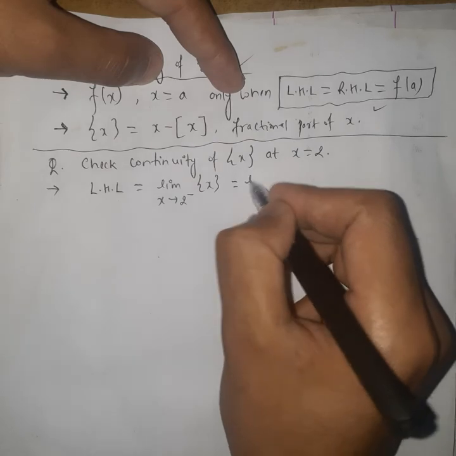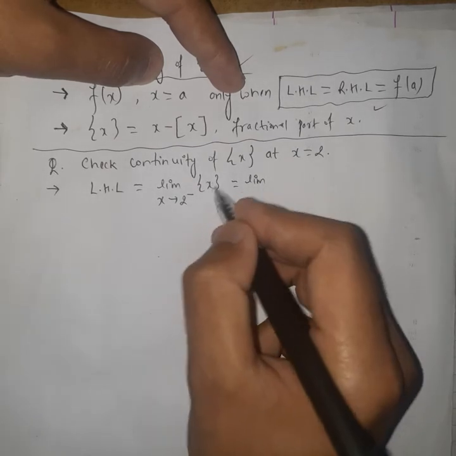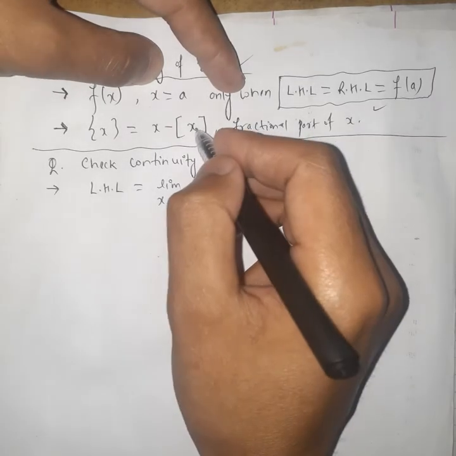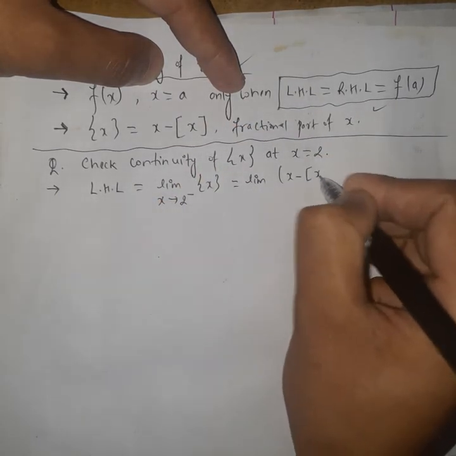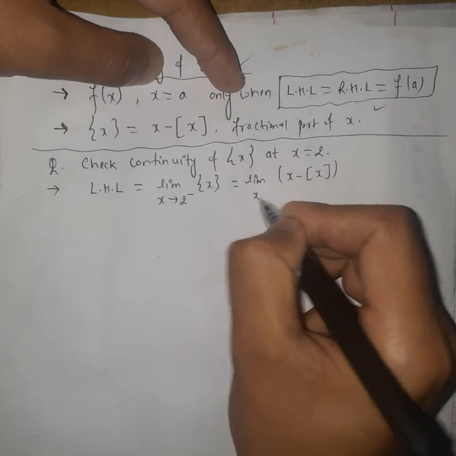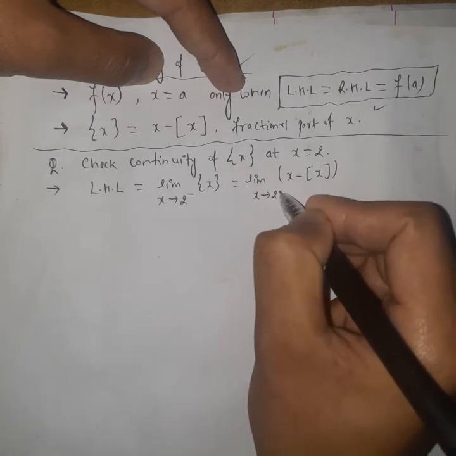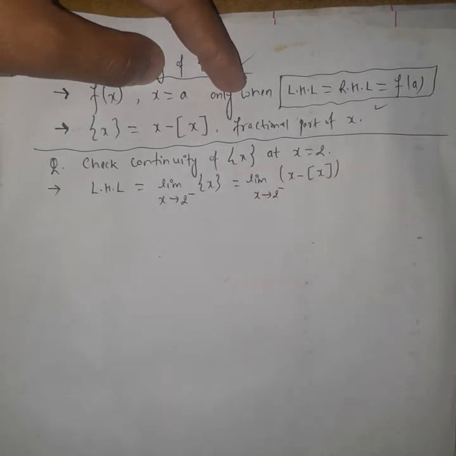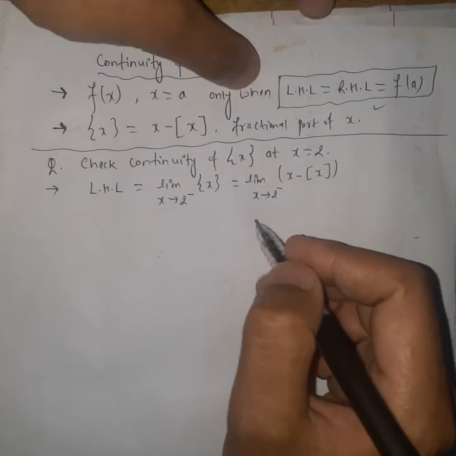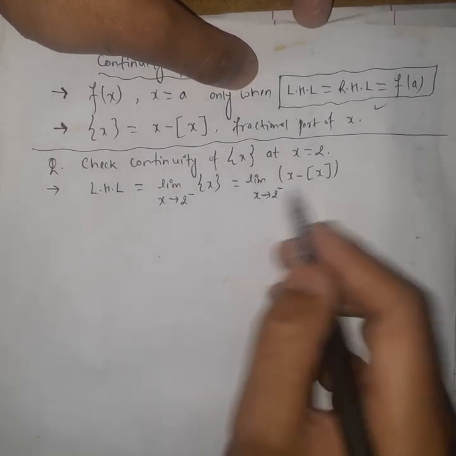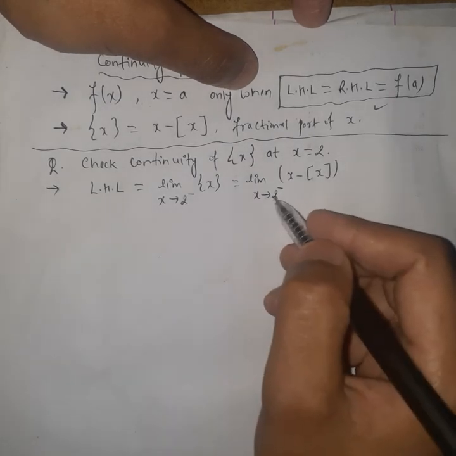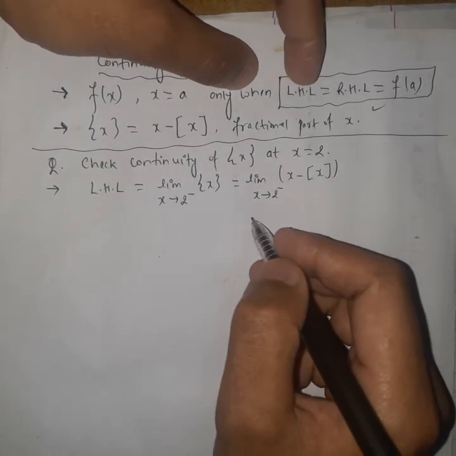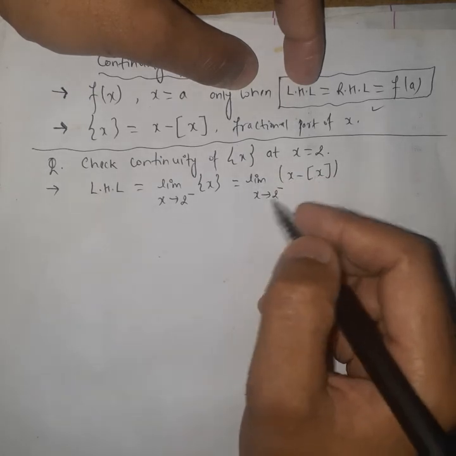Let's simplify this. The fractional part function is defined as x minus the greatest integer of x, and here we are approaching the number 2 from the left side. Here we are going to calculate the limiting value for this fractional part function at x equals 2. Let's calculate the limiting value from the very basic definition.